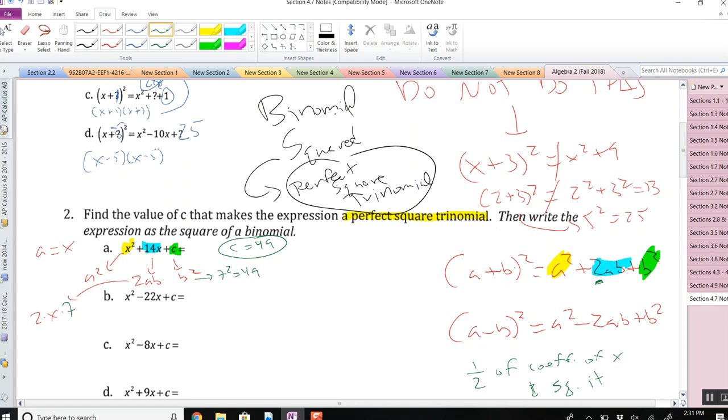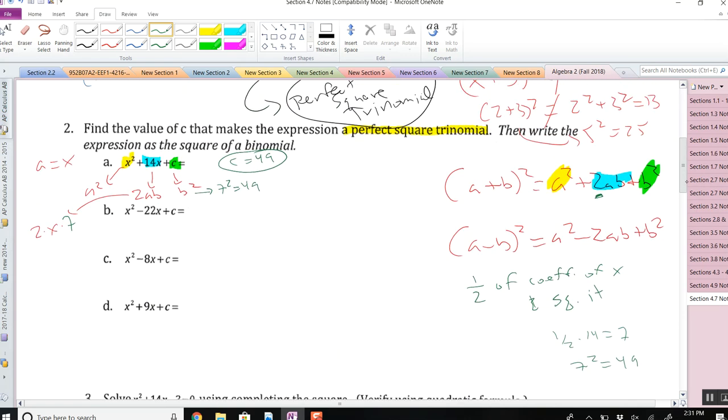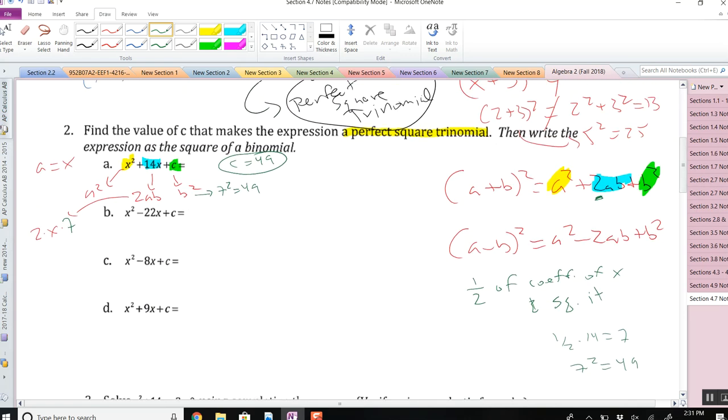You take a binomial like a plus b or a minus b, and when you square it, you're going to have a squared plus b squared on the ends, but in the middle, you're going to have the 2ab. So if you take half of whatever this is right here, that eliminates the 2, and then if you square it, that is going to help you get the last part.